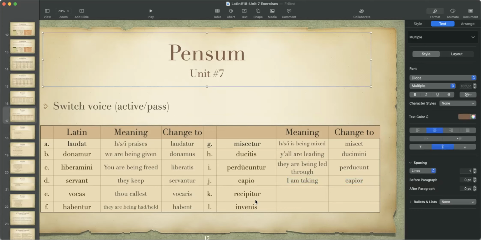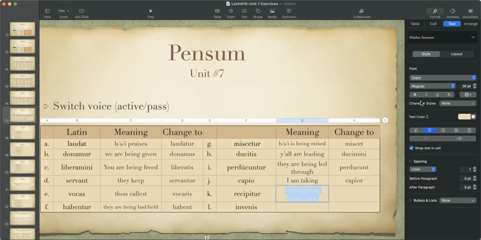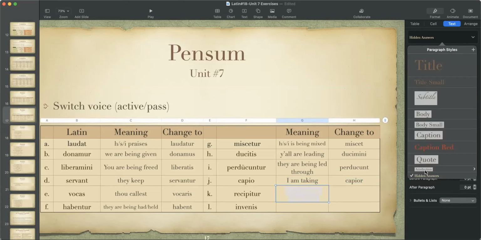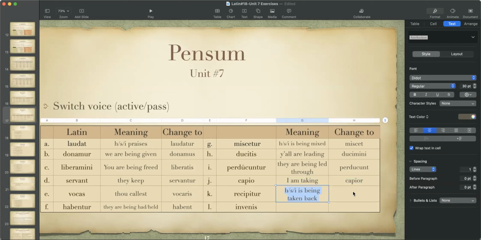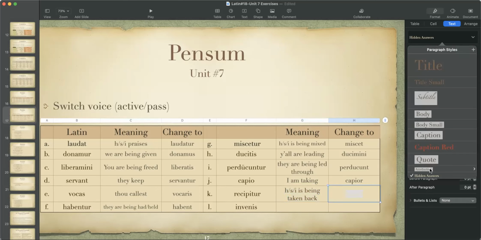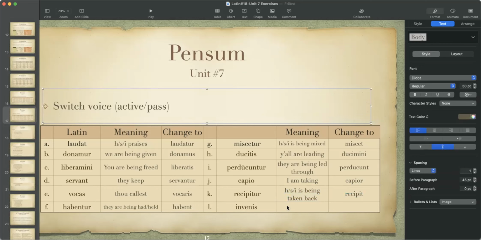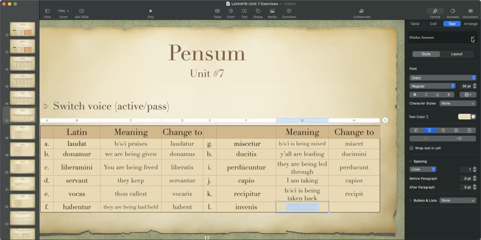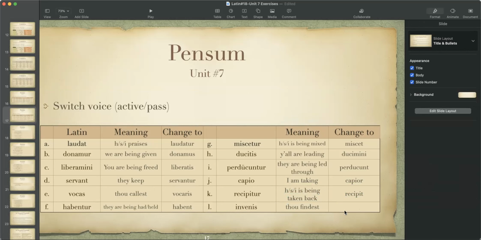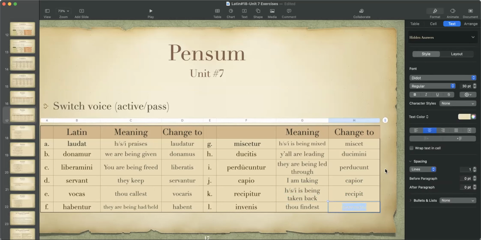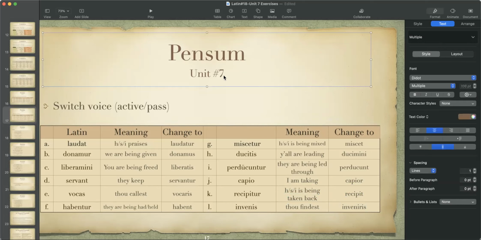Recipitur. He, she, it is being taken back. Inveniris, you are finding, you are discovering. Inveniris. No, sorry, inveniris. Yeah, that's an IRE verb. Yeah, there we go. All right.